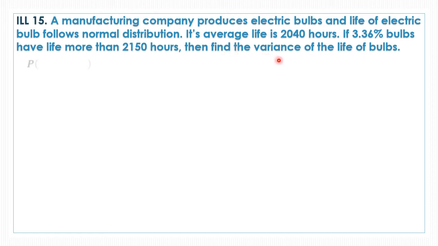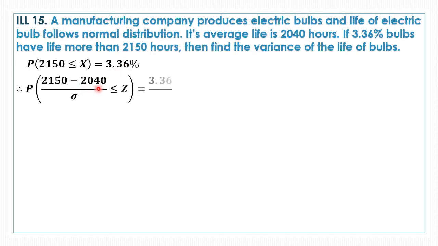So what we are going to do here is say that the probability that the life of a bulb is greater than 2150 hours is 3.36%. So x greater than 2150 has a chance of 3.36%. Converting this into a z-score value: 2150 minus 2040, because we have the mean but we don't have the standard deviation, so I'm just going to write sigma here, upon sigma, which is 3.36 upon 100, that is, converting the percentage value into a probability.